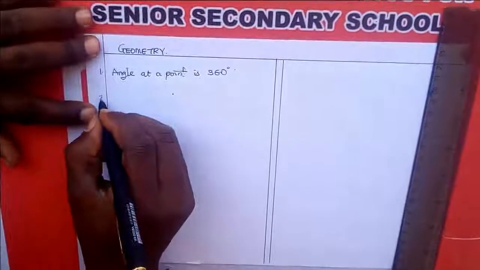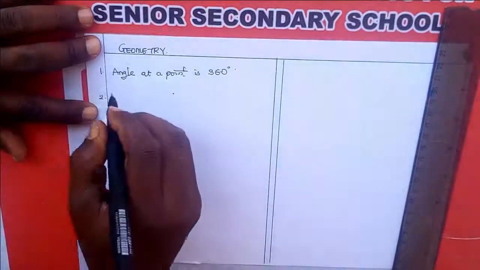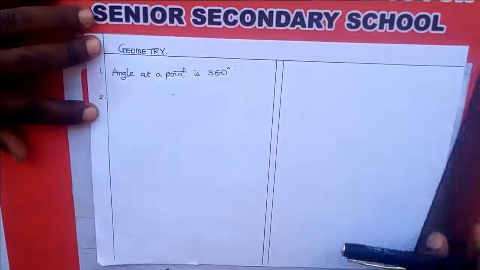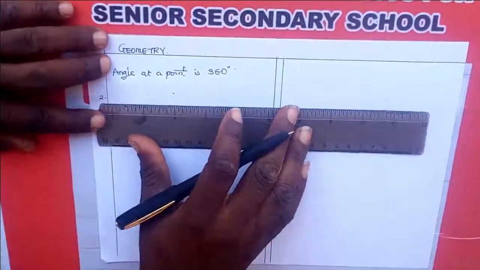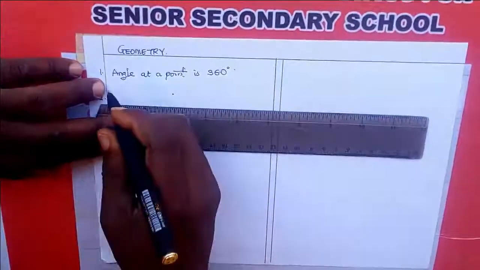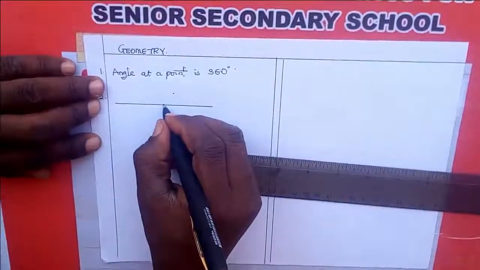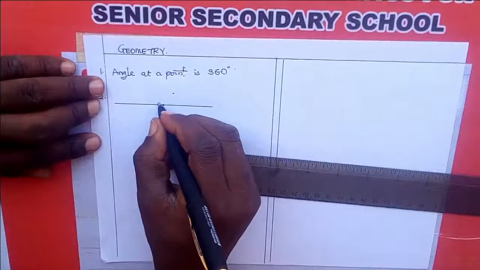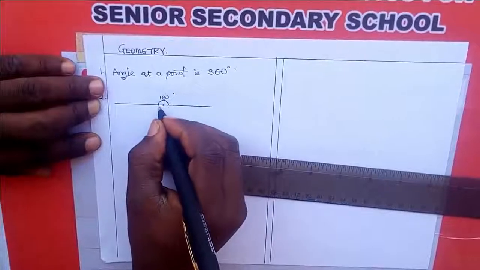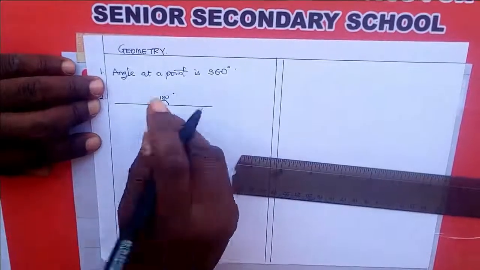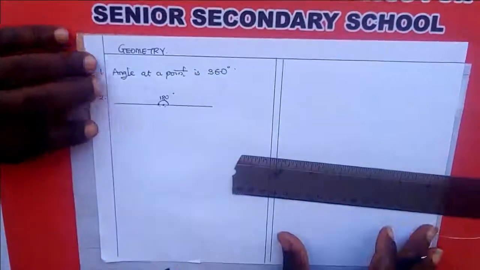Then the second one we'll be taking is angle on a straight line. So when you have a straight line, this is a straight line. If this is the point, the angle on this side is 180 degrees, and this other side is also 180 degrees. So when you add them together, it proves that this is equal to 360 degrees. Angle at a point is 360 degrees.